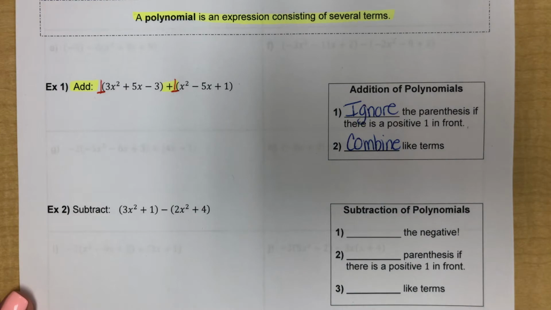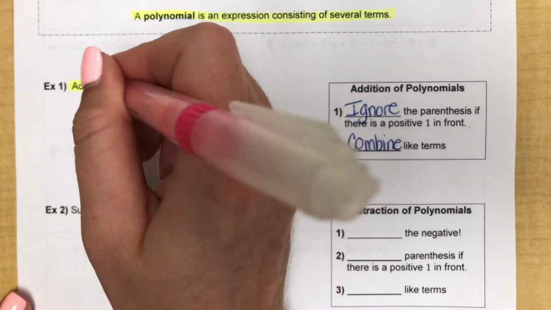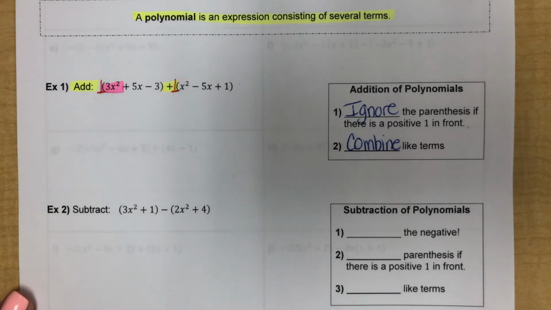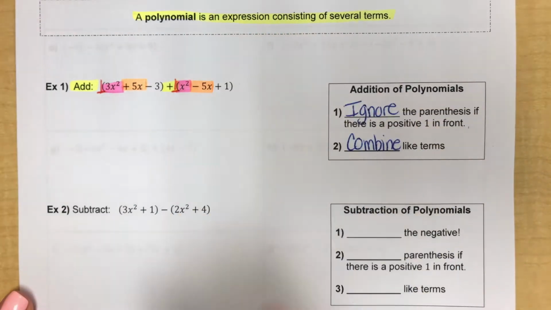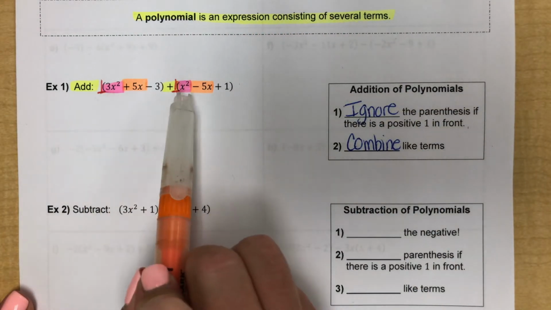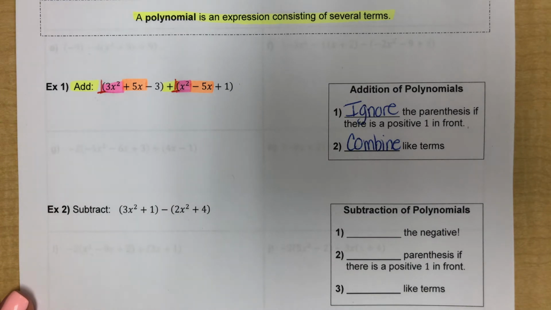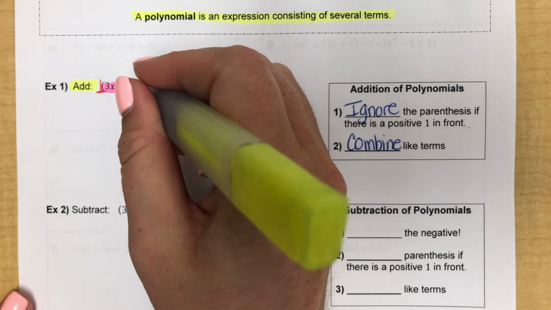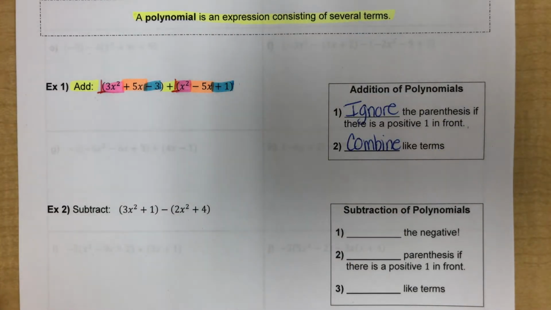All right, so I'm going to start highlighting out my like terms here. I see a 3x squared. I know that combines with a positive x squared. I also see a 5x. 5x will combine with a negative 5x. Again, x squared, same variable, same exponent. x and x, same variable, same exponent. And then last but not least, I have a -3 and a +1. Those are just numbers, so I can always add those together. And now I'm going to go ahead and combine my like terms.